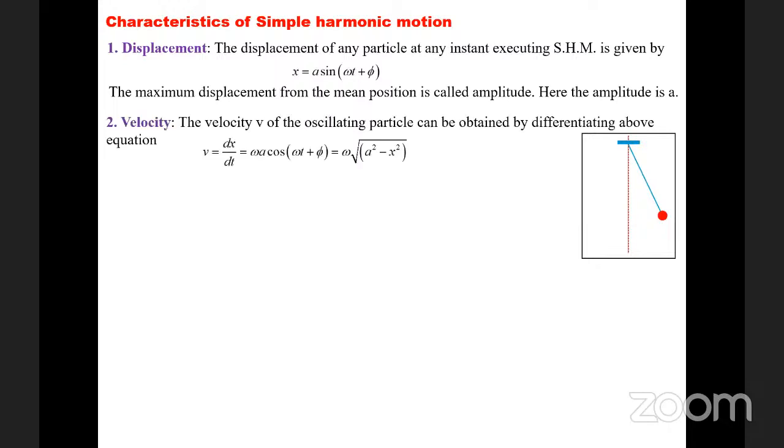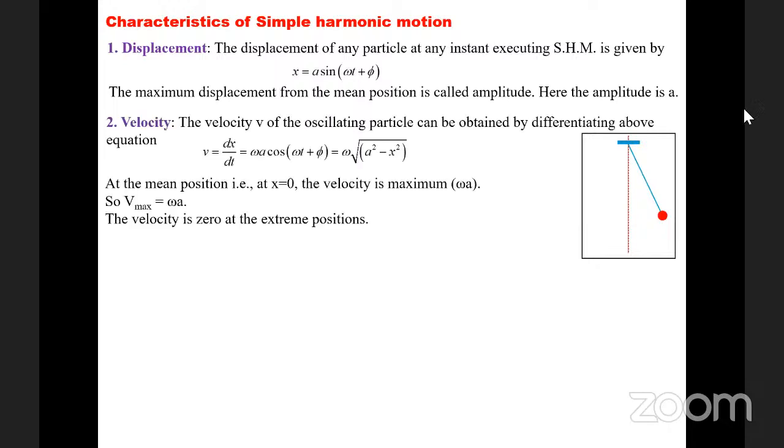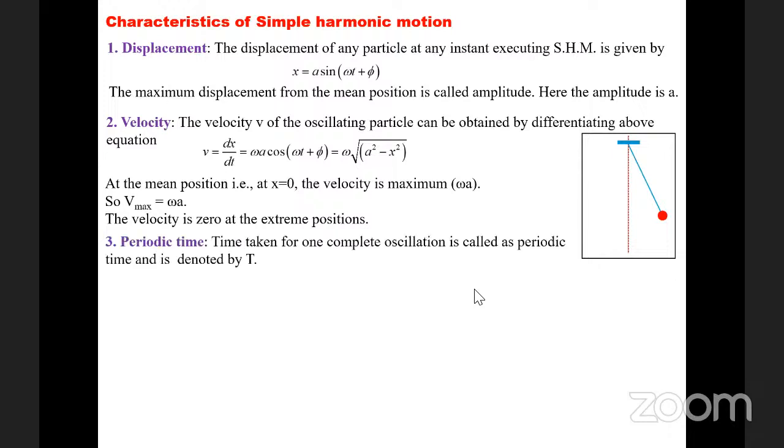So v equals omega into square root of a square minus x square. Here at the mean position, if x equals 0, v is omega a. Is it clear? Velocity should be maximum at the mean position. So where should the velocity be 0? At the extreme position.